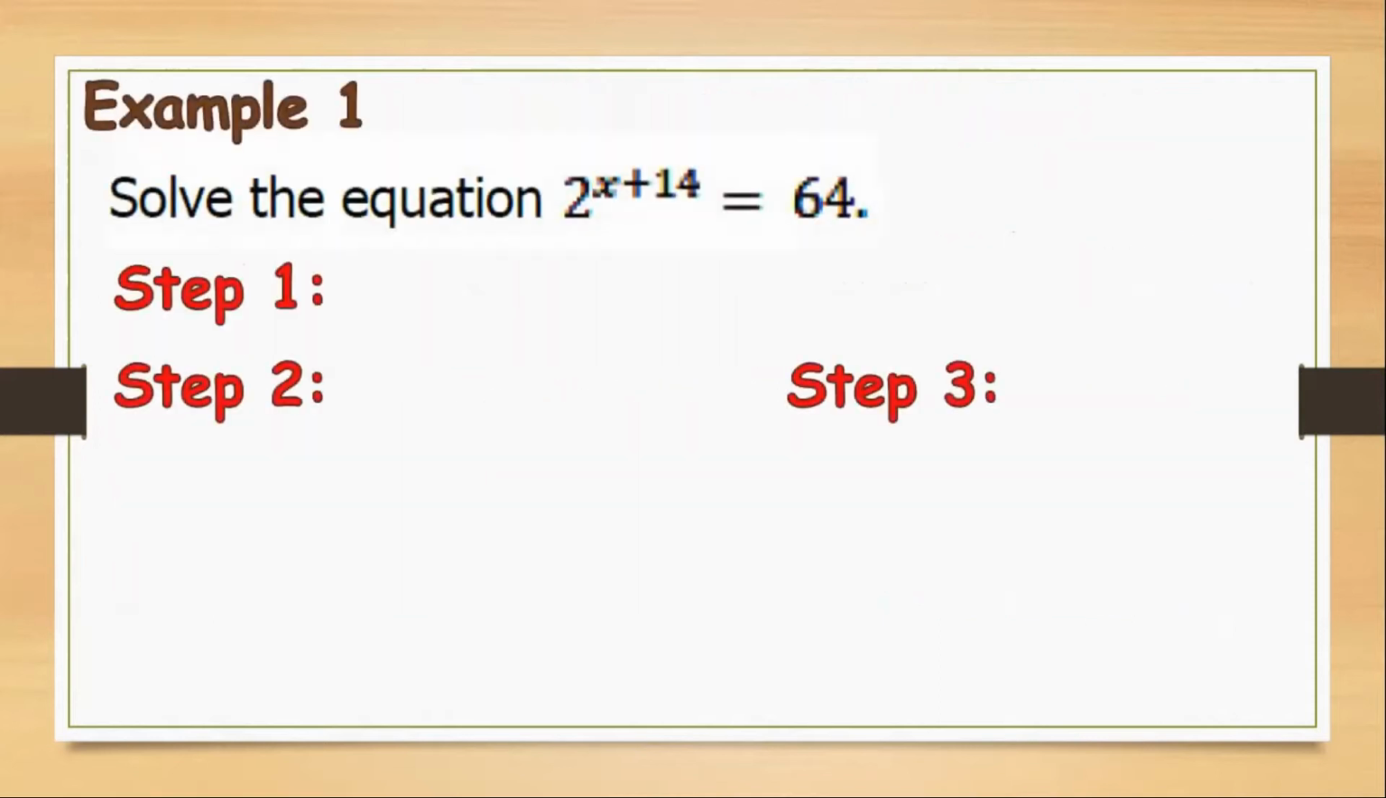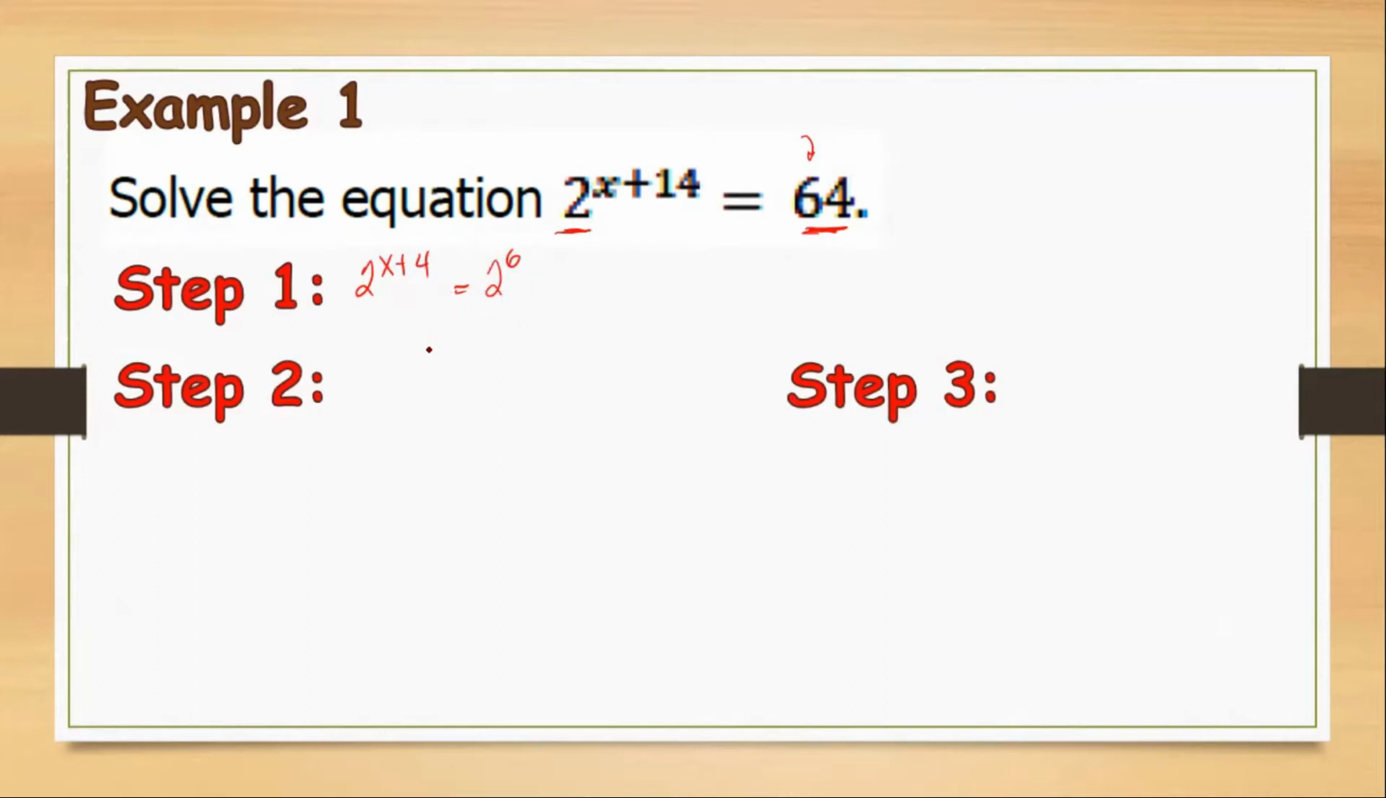Okay, let's continue. Example number 1: 2 raised to x plus 4 equals 64. Step 1 is you have to make the bases equal. So take note that our base here is 2, so we have to make 64 also an exponential expression with a base of 2. So we have 2 raised to x plus 4 equals, take note that 64 is 2 raised to 6.